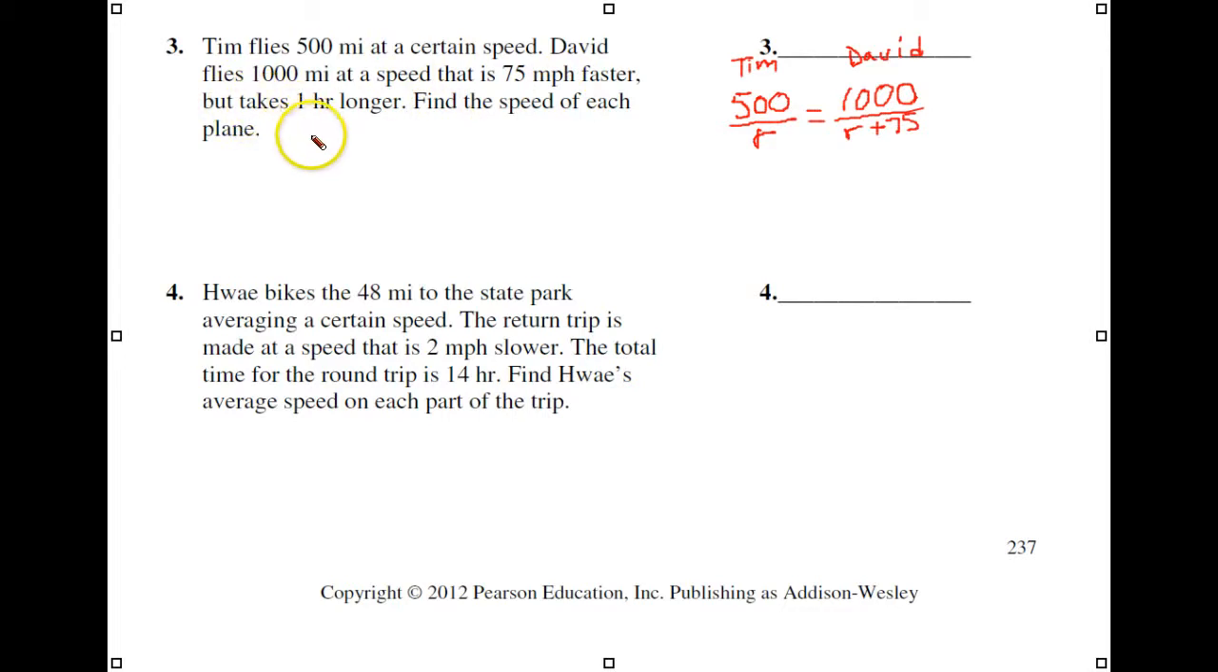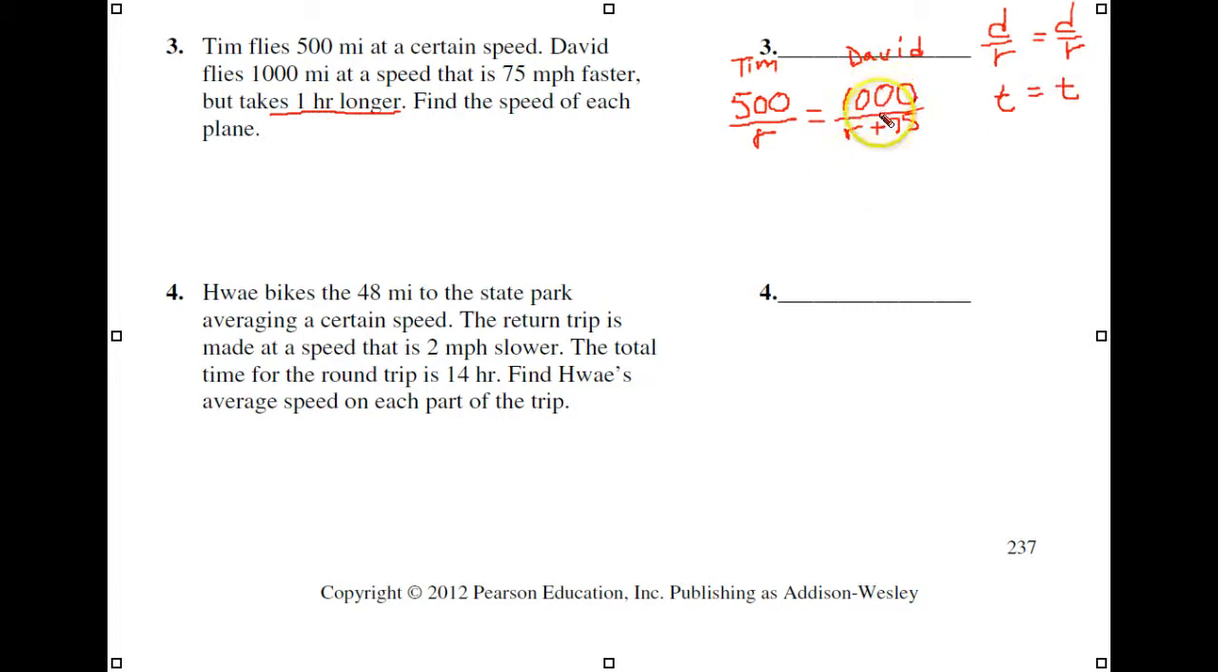So, in reading over number 3, again, very similar. We're talking about time, which is distance divided by rate. So this is Tim's distance divided by his rate. David's distance, but he was going 75 miles faster than Tim's rate. Now we have 1 hour longer. Where do we put that hour so that time equals time?